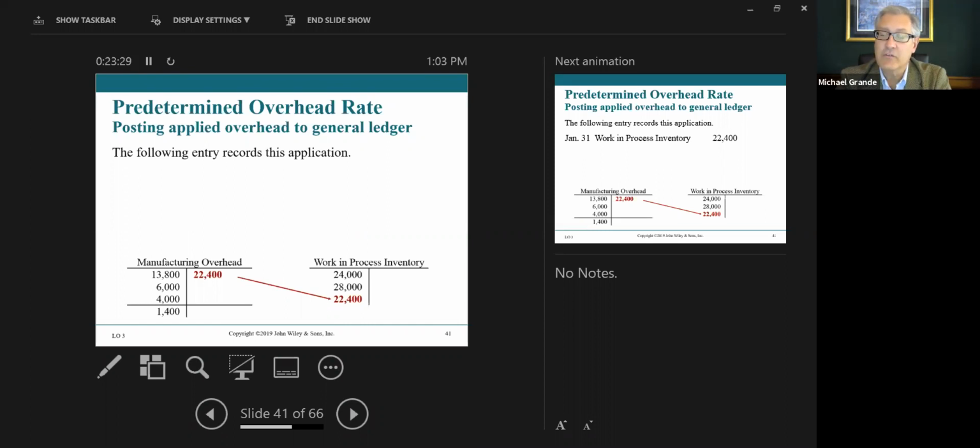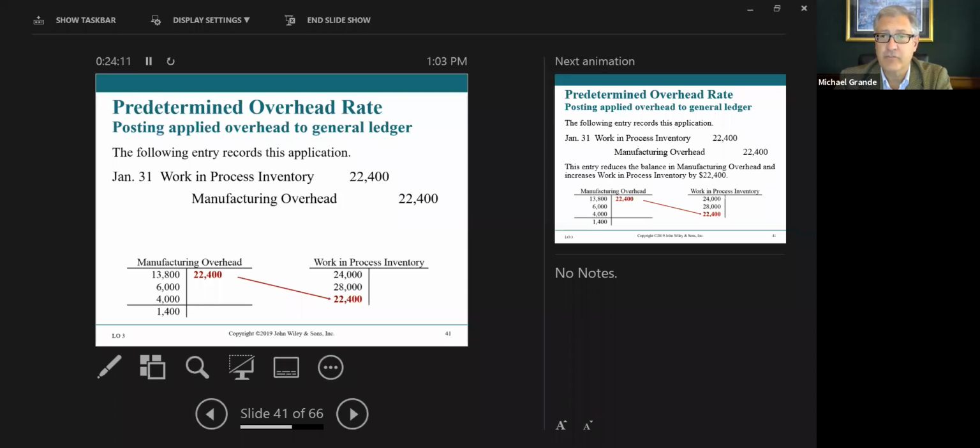On the right-hand side, you see the work in process account. You've got $24,000 that represents direct materials, $28,000 that represents direct labor, and now $22,400 that represents manufacturing overhead applied. Again, manufacturing overhead applied equals the predetermined overhead rate times the actual activity. In this case, the rate was 80% of direct labor. Direct labor was 28,000, the resultant number, 22,400. There's the journal entry to record it.